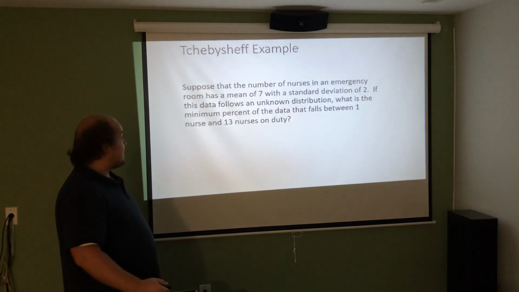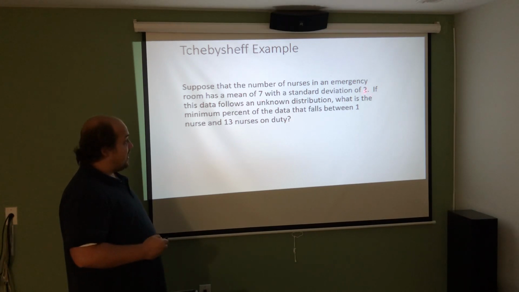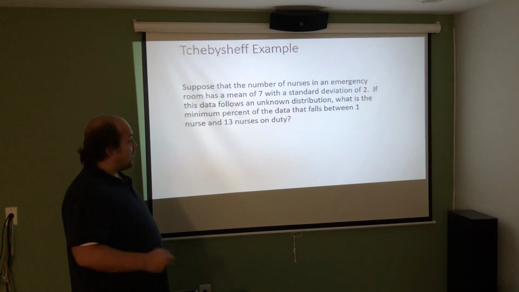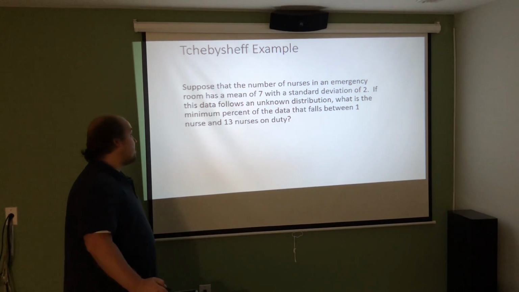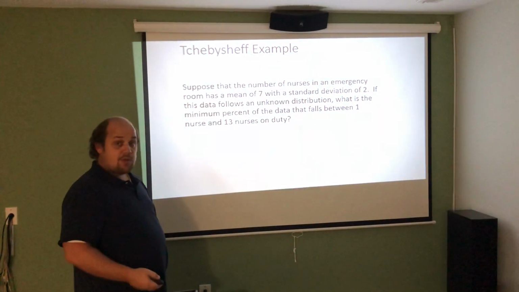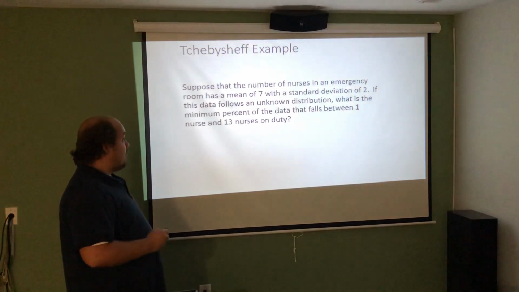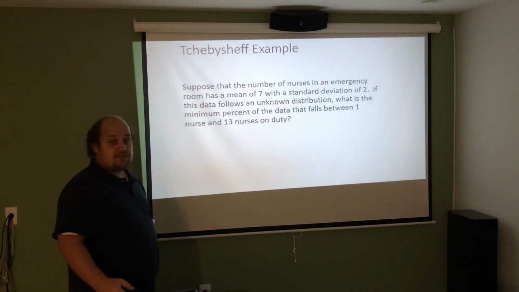So here it still gives us that the mean number of nurses in an emergency room is 7, the standard deviation is 2. If the data follows an unknown distribution, what's the minimum percent of the data that falls between 1 and 13 nurses on duty? Same steps, we take our between numbers, subtract the mean. 1 minus 7 is -6, 13 minus 7 is +6.